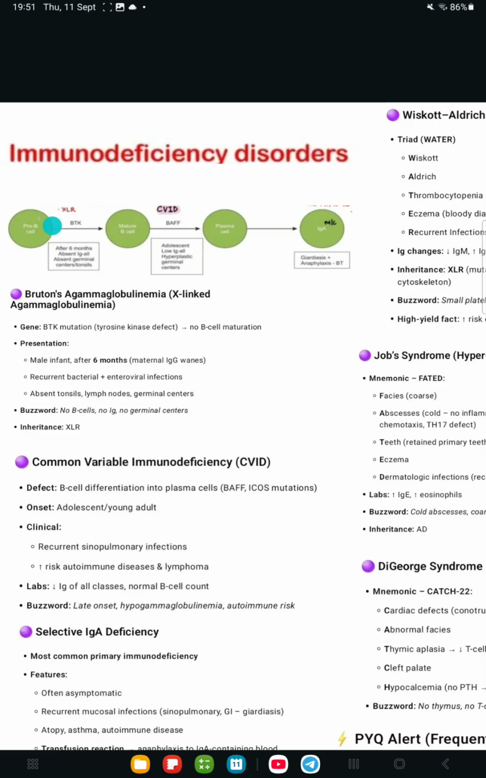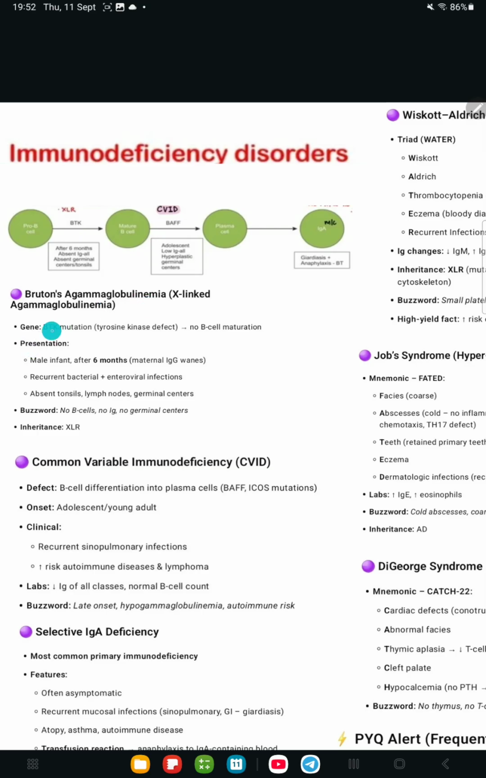Initially we have these pro B cells. We have to remember this: pro B cells convert into mature B cells, and how is it converting? With the help of BTK, that is Bruton tyrosine kinase. Then this mature B cell converts into plasma cell with BAFF, and then ultimately it converts into IgA. So the first disease we will study is Bruton agammaglobulinemia, which is the X-linked agammaglobulinemia.